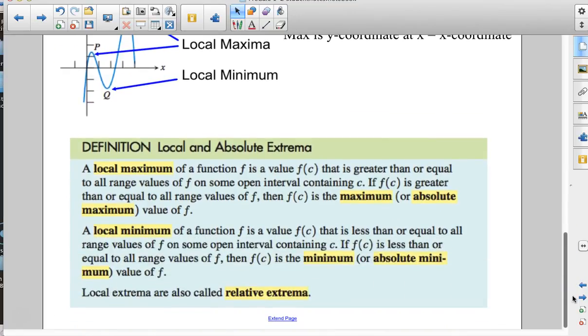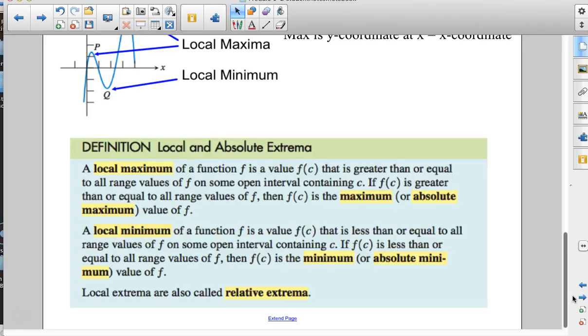And we do have a definition. A local maximum of a function f is the value f of c that is greater than or equal to all range values of f on some open interval containing c. So from here to here, is there a high point? That's your local max. If f of c is greater than or equal to all range values of f, then it is a maximum. And if it's greater than the entire graph, it's an absolute maximum. Think parabolas. Parabolas have an absolute lid to them, upside down parabolas. There's an absolute maximum for parabolas.